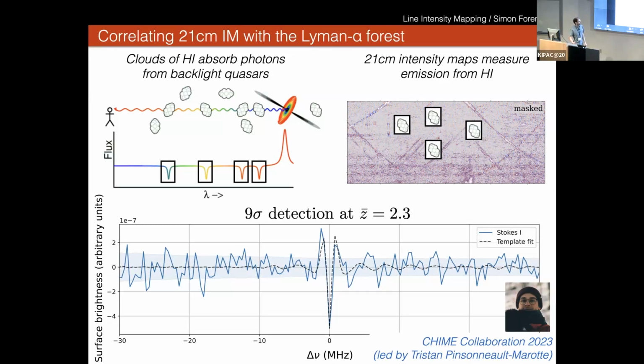This analysis was mostly led by a graduate student at UBC, Tristan Pinsonneault-Marotte, who should be arriving at KIPAC any week now, I believe, as a new postdoctoral fellow. So there's a further connection which will build this legacy of KIPAC and build on the expertise here in line intensity mapping.